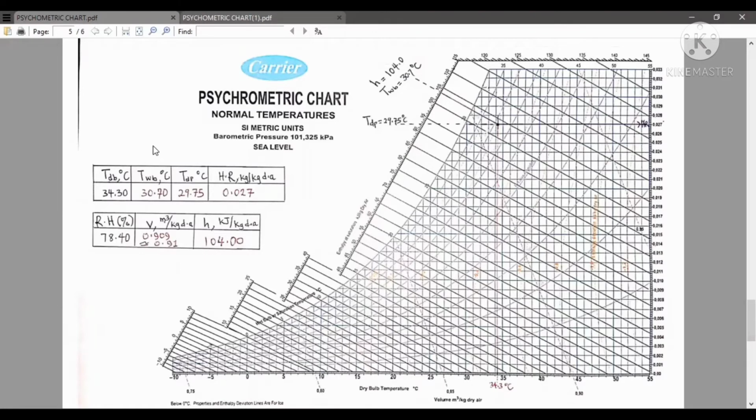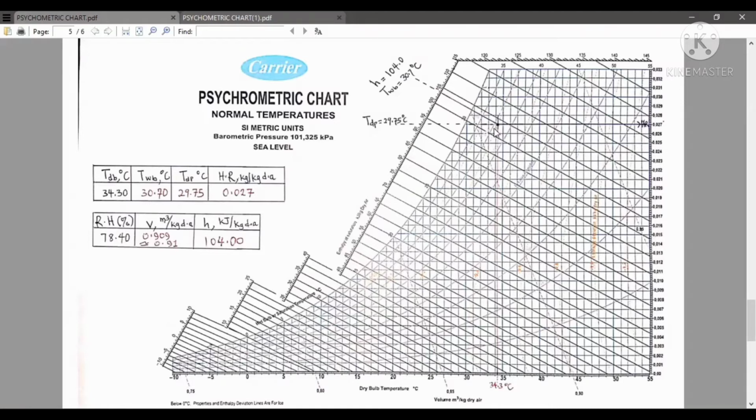In the practical question 1, we are given the dry bulb temperature at 34.3 degrees centigrade and the relative humidity at 78.4%. So we come here and then take the reading 34.3 degrees centigrade dry bulb temperature, and then we trace it up with our ruler to 78.4% relative humidity. And we have that here.